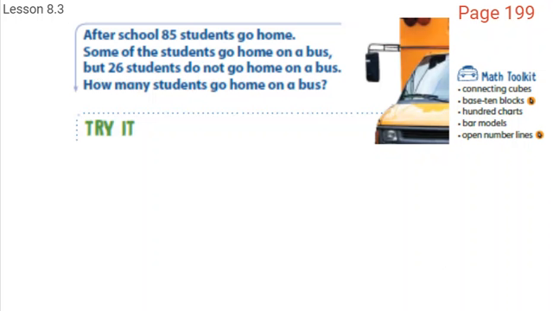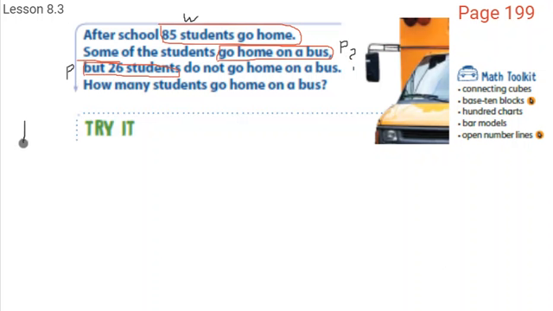Well, I want you to do this, but first let's go through and remember how we circle or underline important information in a word problem. After school, 85 students go home. Some of the students go home on a bus. So this is known, and some go home on a bus, but 26 students do not go home on a bus. How many students go home on a bus? Well, I like this because we know that this is the whole. That's the whole. This is a part, which is unknown. And this is another part.